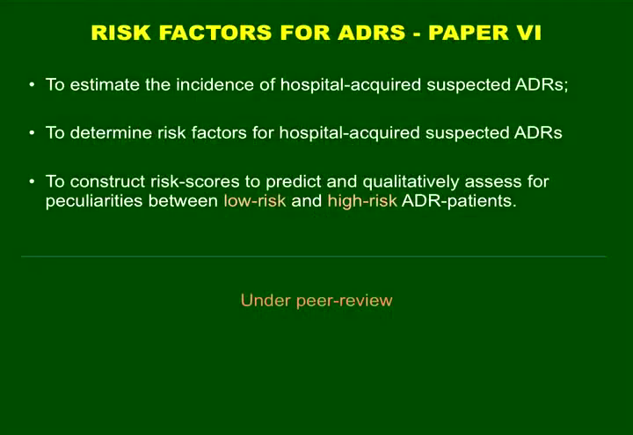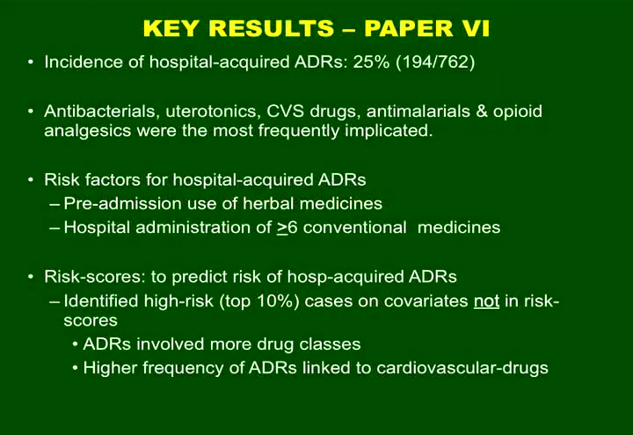In paper 6, we now estimated the overall incidence and risk factors for adverse drug reactions that were new in the hospital during the hospital stay. We also constructed an ADR risk score to predict and qualitatively assess differences in the ADR cases. We observed that the risk of a hospital-acquired ADR was high, showing that at least 1 in every 4 patients developed an ADR.